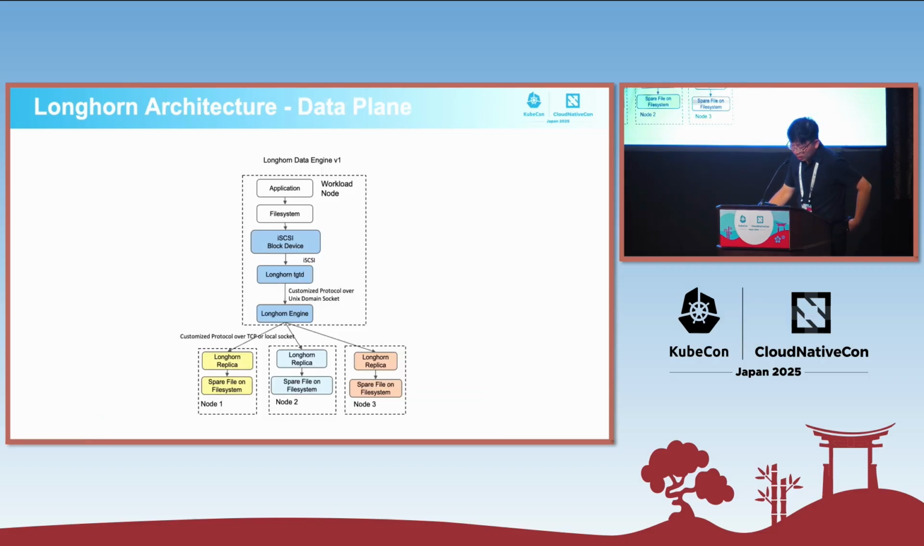And then we can take a look at the data plane. When you create a Longhorn volume, Longhorn will help you create a block device, and the block device is based on the iSCSI protocol. This is for the V1 volume. So this is your workload, and the underlying part is the Longhorn block device.